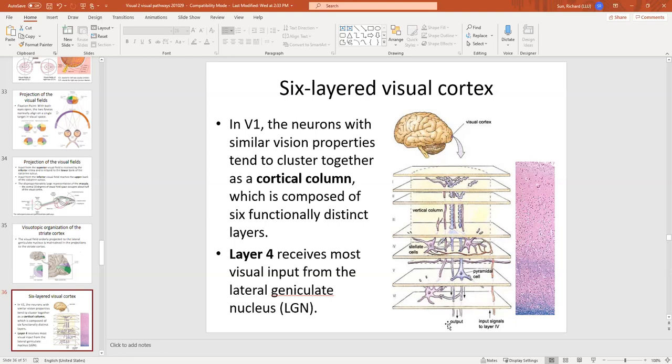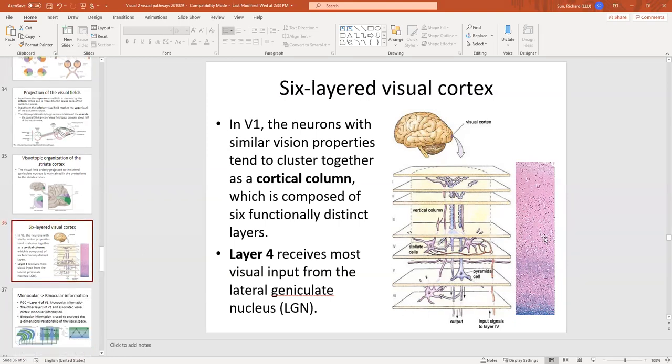I will have a quiz question like, what's the input signal from the LGN, the lateral geniculate nucleus, into the visual cortex, and where is it innervated? I will have options 1, 2, 3, 4, 5, 6, and the layer that the signal goes into is layer four. It's the same thing in the somatic sensory cortex, so it's not anything new here. Then they will project upside down, etc. All right.